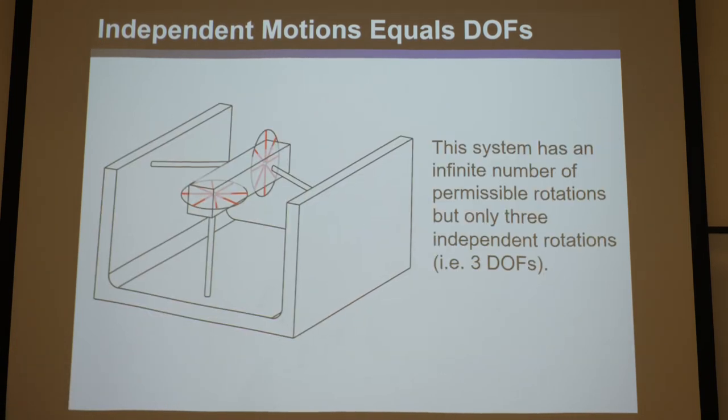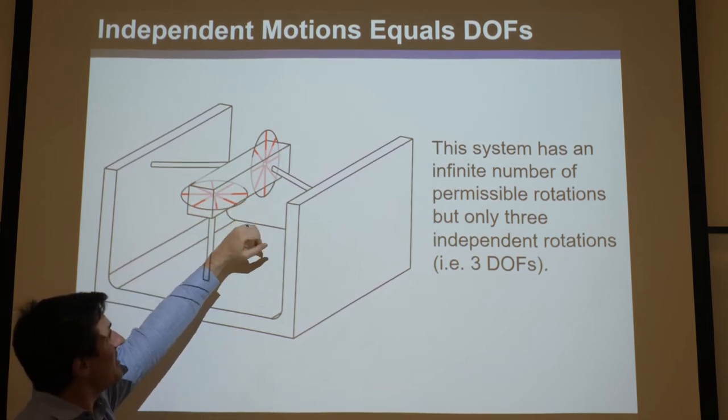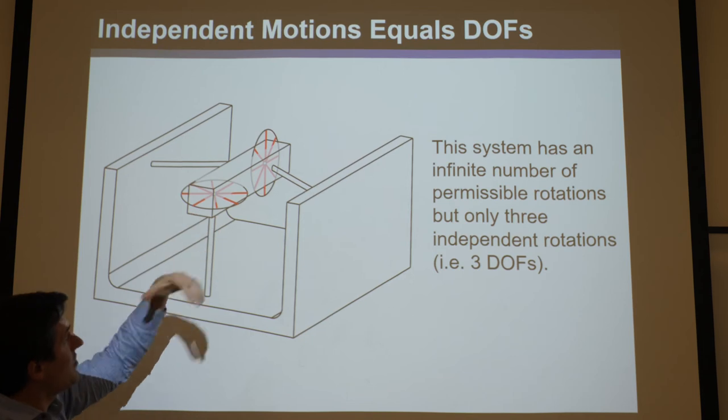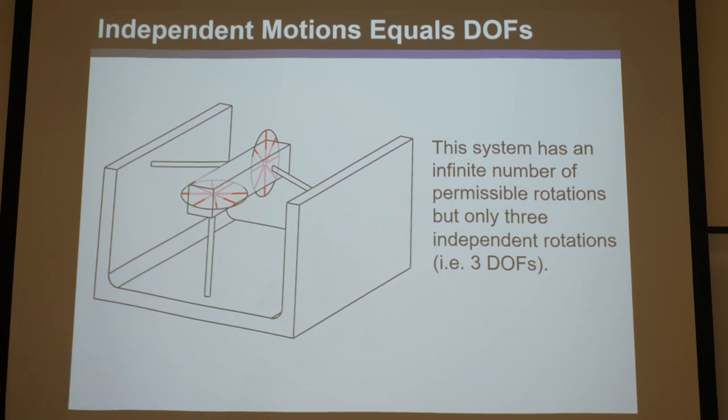Okay, so let's go back to this example. We know there's two inside this disk and there's two inside that disk. But together, there's apparently just three, right? So remember, this had three constraints. And so 6 minus 3, there should be 3 degrees of freedom, or 3 independent permissible motions, or 3 independent rotational twists there. Okay? And that's true.